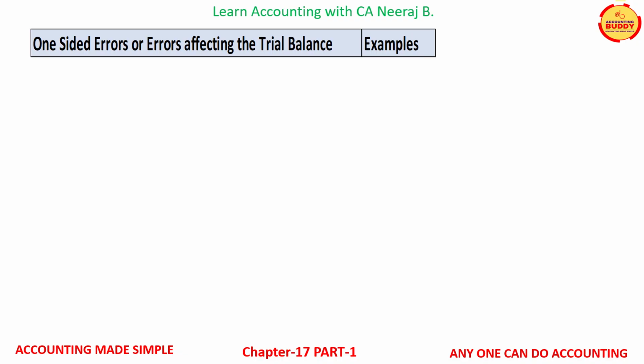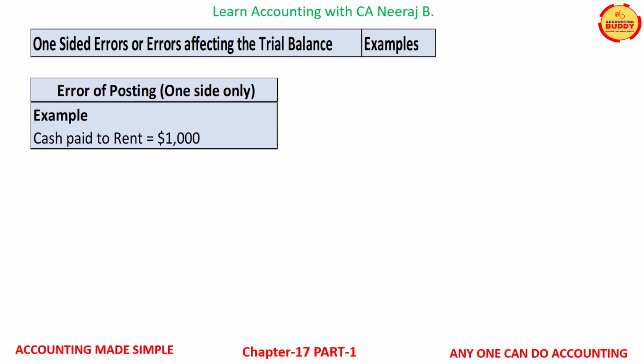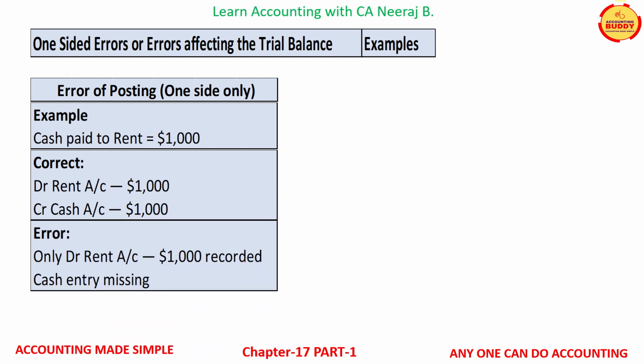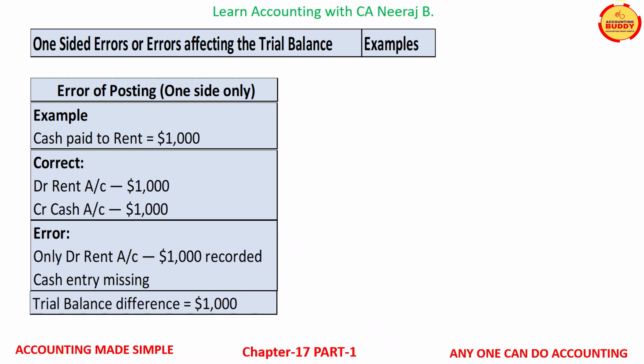One such type of error is the error of one-side posting. For example, rent of $1,000 is paid in cash. For this business transaction, correct entry is debit rent account for $1,000 and credit cash account for $1,000. Now, while posting, only debit rent account entry for $1,000 is recorded and the cash account credit entry is missing. This will result into a trial balance difference of $1,000.